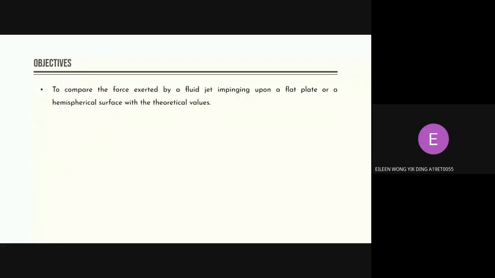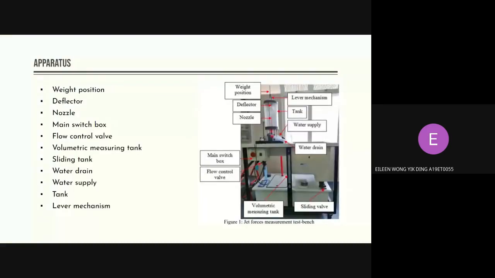This experiment is aimed to compare the force exerted by a fluid jet impinging upon a flat plate or a hemispherical surface with the theoretical values. The apparatus that we use are wet positions, deflector, nozzle, main switchboards, flow control valve, volumetric measuring stand, sliding tank, water drain, water supply tank, and lever mechanism.